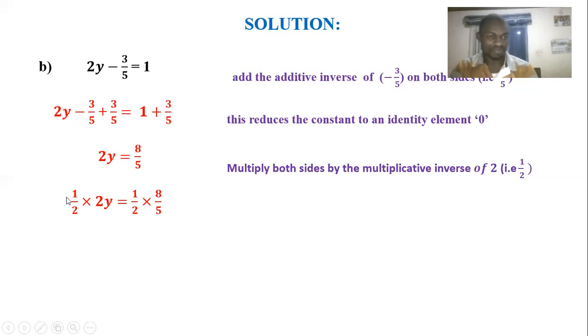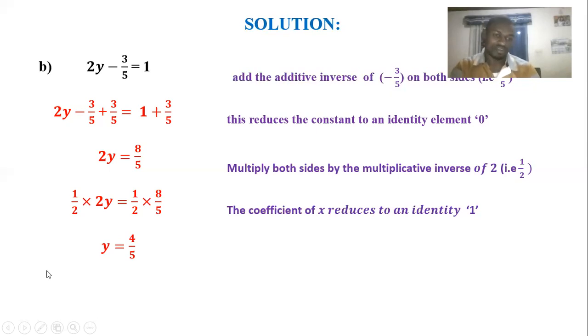And again, multiplying 2 by its multiplicative inverse gives an identity 1. The left-hand side reduces to 1y, and the right-hand side simplifies to, 2 goes here, 1 into 8, 4, which simplifies to 4 over 5. The coefficient of y reduces to an identity 1, as we've said, giving us y equals 4 over 5 as the truth value of this result.